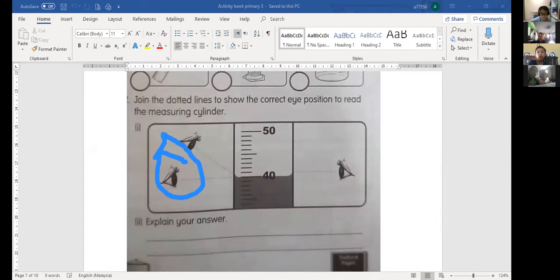Okay, thank you, Akif. So, the question asks you to join the dotted line to show the correct eye position. So, mata awak kena ambil yang bawah ni. Kenapa bukan yang ni? Yang ni salah, sebab dia ambil yang atas. Dia kena ambil yang bawah, dekat tengah-tengah ni. This is the meniscus. Yang atas tak boleh, salah. So, your eye level must be here. Kenapa mata kita kena sama level?